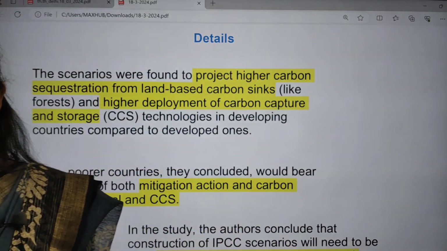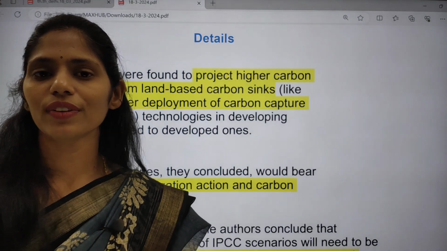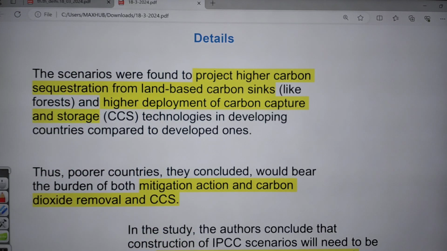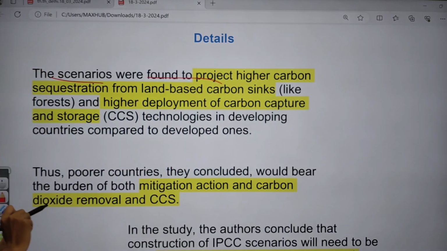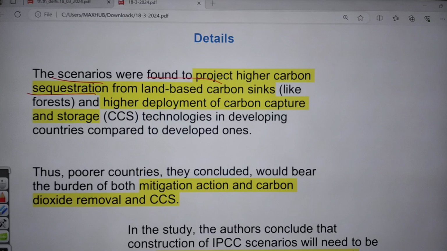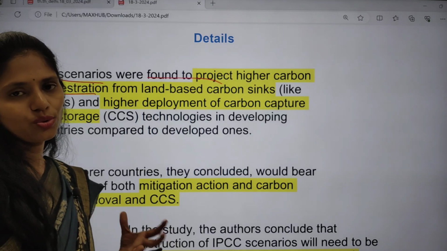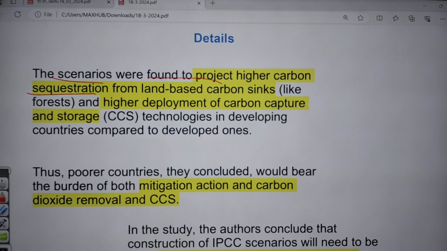So equality is different from equity. You have to remember and see what exactly the difference is between equality and equity. If we are talking about details, it says that the scenarios were found to project high carbon sequestration from land-based carbon sinks, like forests. So forests are the carbon sinks. They absorb as much carbon dioxide as possible.